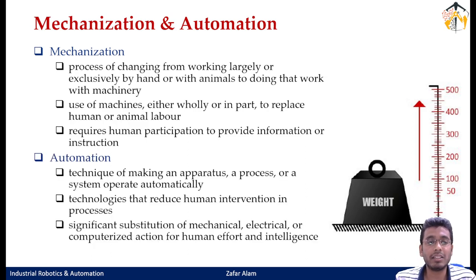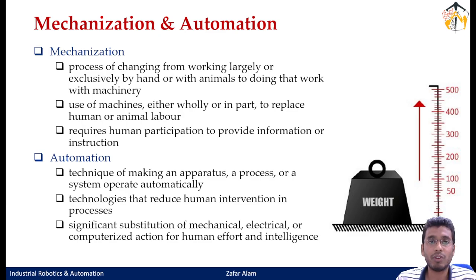Automation. Okay, so a technique of making an apparatus or a process or a system operate completely automatically. That means, in the same example, if this is to continue for 10 cycles, what would be required? You would require a sensor at the top and at the bottom to detect the end positions. The moment the weight is lifted up to its desired height of 5 meters, a sensor would sense that the weight has reached its maximum position. That would trigger the downward movement. And when the weight reaches the downward position, there will be a sensor to sense its bottommost position, and that would trigger its upward motion.